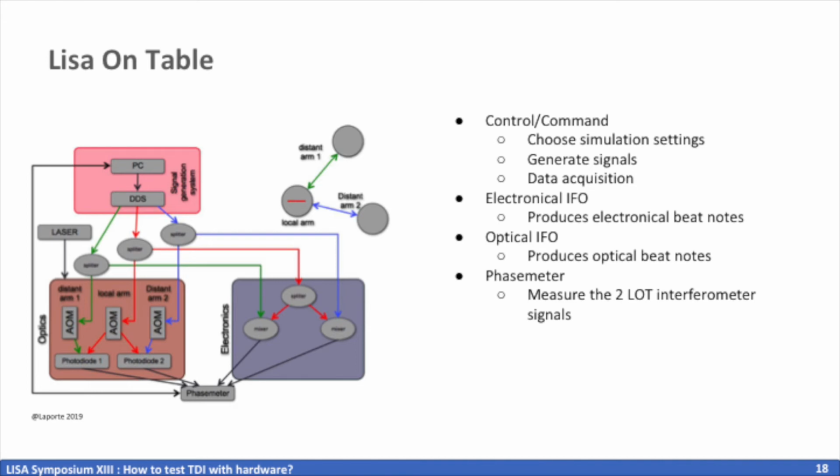The control command, which allows us to choose simulation settings like delay types, generates signals and acquires data. The electronical interferometer produces electronical beat notes, as does the optical interferometer, which produces optical beat notes. And, at the end, the phase meter, which can measure the interferometer outputs.